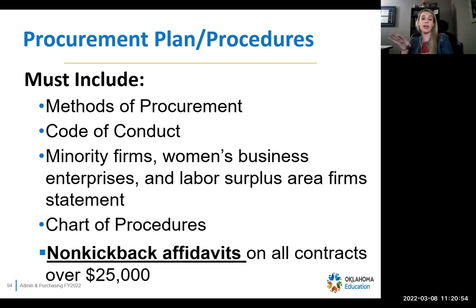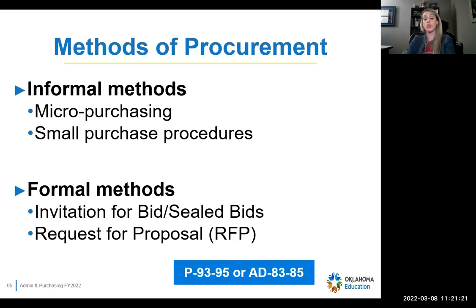It follows USDA guidelines. But if you want to create your own, it does have to have a method of procurement, a code of conduct, a statement regarding minority firms and women's businesses, and then a chart of procedures. The formal one, the big one the schools use, includes the chart of procedures. The chart of procedures is not included in the one we have for the small centers, but you will see it says chart of procedures. You just print that out and fill it out. It's an easy form.